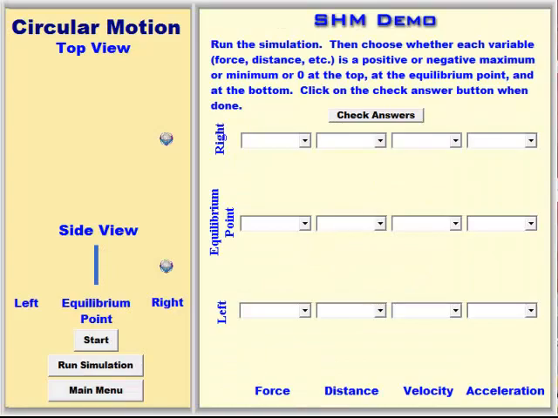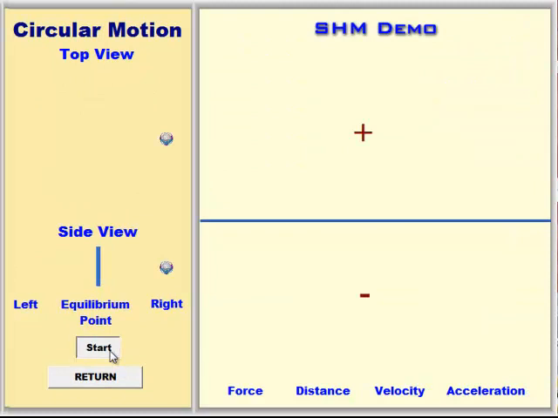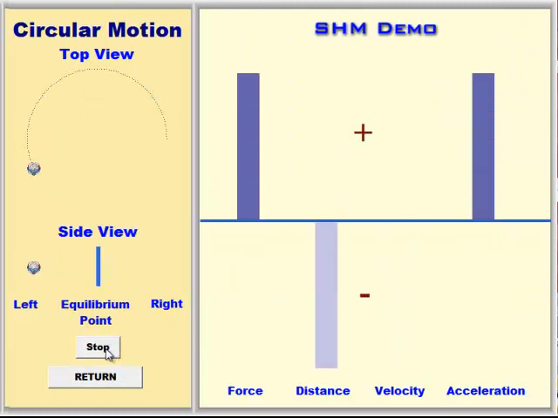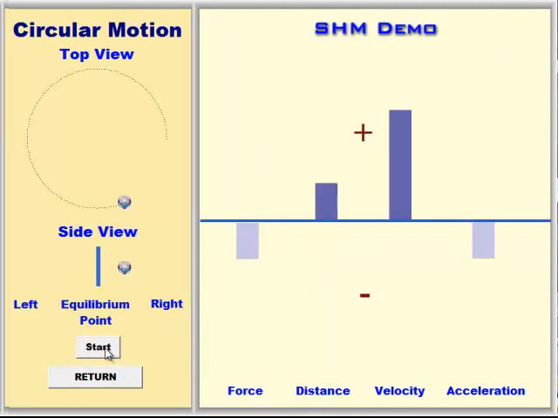Then we can go to circular motion. We can see that this is sort of like the spring sideways, and we can see how, looking at the circular motion from the side, we get the same motion as we had with the spring. We can then run the simulation. Again, you can see everything's the same.